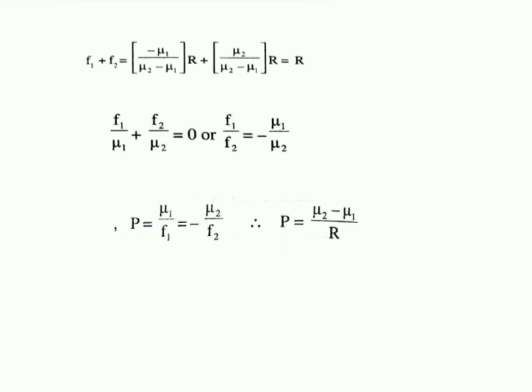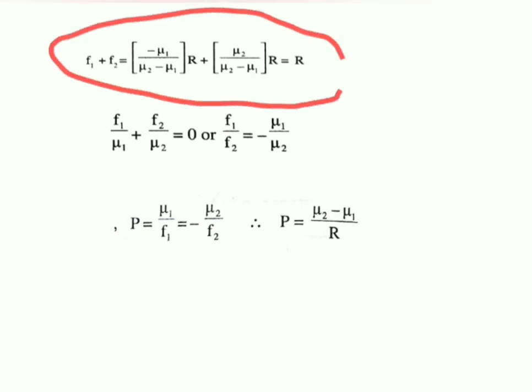Okay, remember these relations regarding focals, first and second focus. The sum of first and second focus will be equal to radius of curvature, or f1 by mu1 plus f2 by mu2 is equal to 0. This is called the Gauss law in spherical surface.